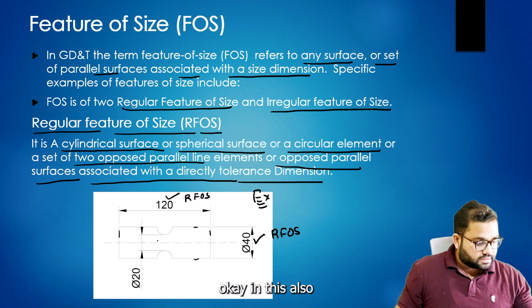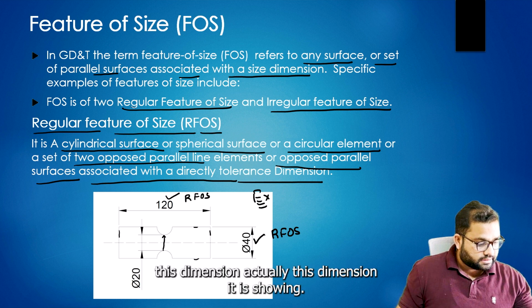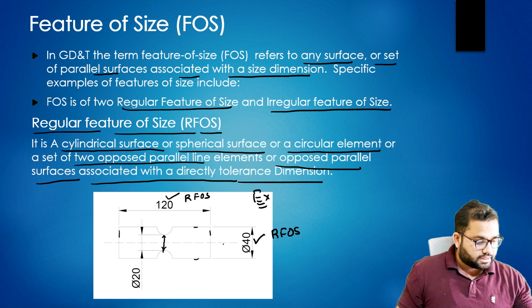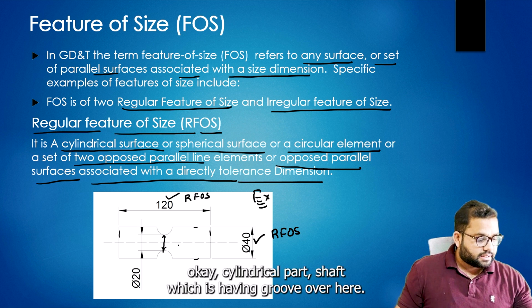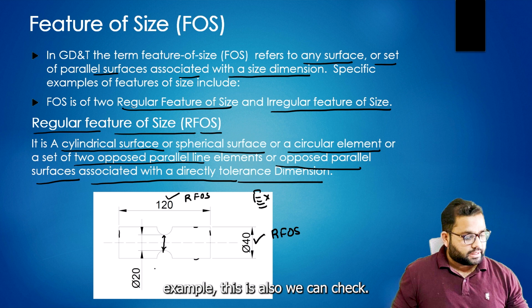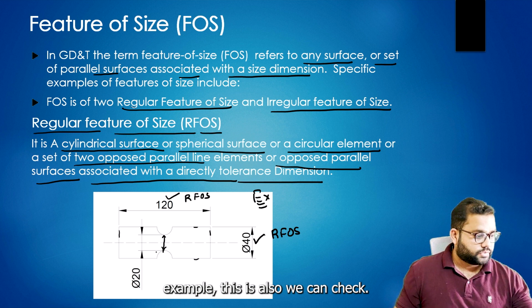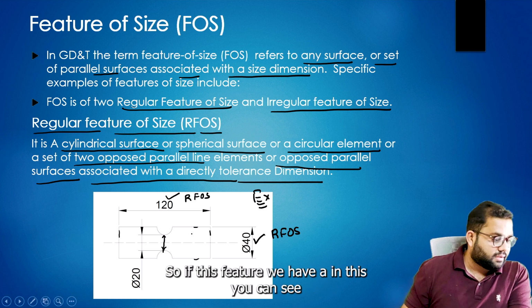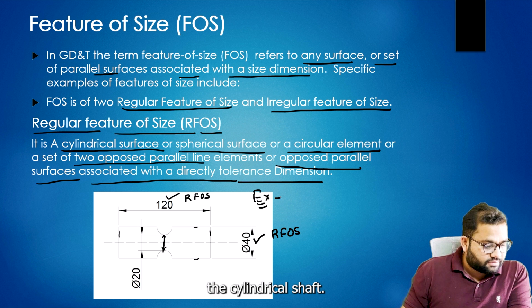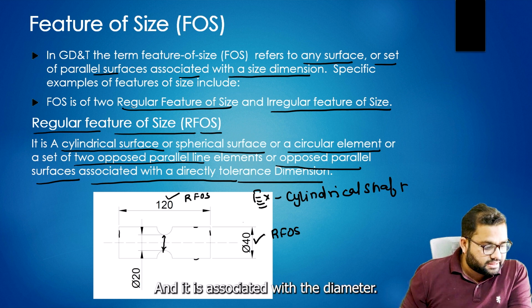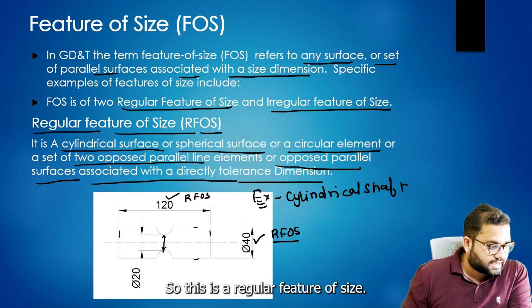In this one also, this dimension is being shown. In this part, this is a circular part, a cylindrical part, a shaft which has a groove over here. So in this example, we can also check. This is also an example of regular feature of size. You can see the cylindrical shaft, and it is associated with the diameter. So this is a regular feature of size.